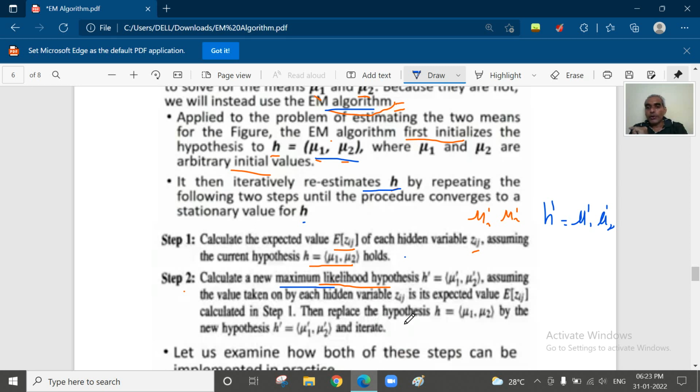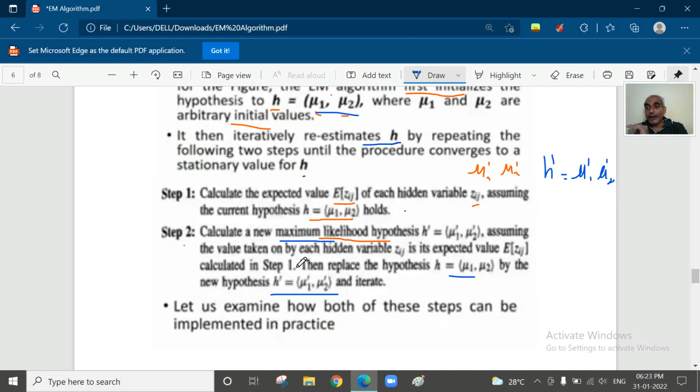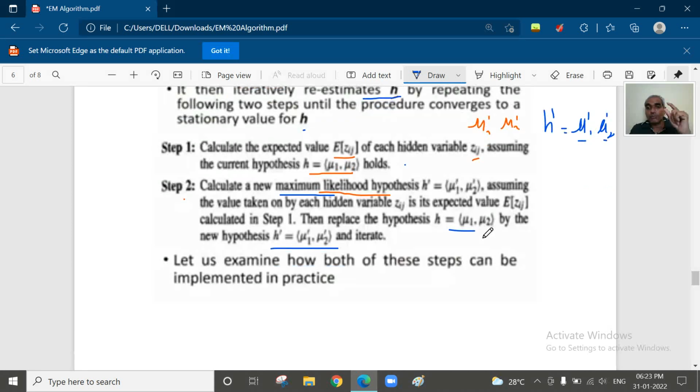Now we are going to replace the hypothesis h by this new hypothesis h dash. So these are the two steps we are going to do. In practice, how we are going to do it, we will see. What it says is that you take initial values mu1 and mu2 as hypothesis h, then you calculate a new maximum likelihood hypothesis h dash, where you find new values of mu1 and mu2, and you update, and you keep on repeating this until it converges. This is the theoretical way we are going to do this particular task.